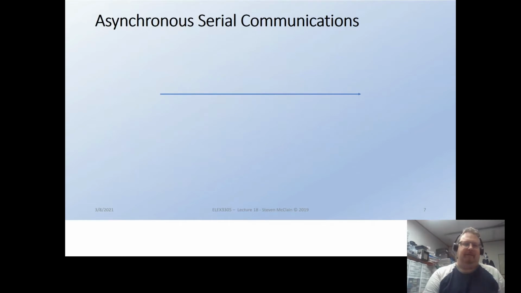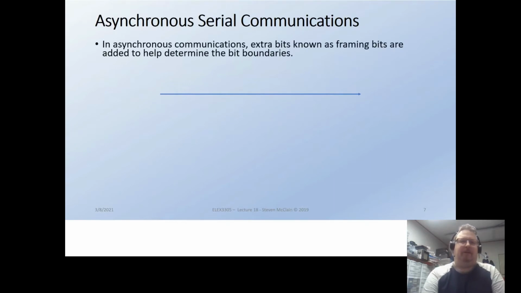Okay, makes sense. Now we've got asynchronous. Now we just figured out how important this clock is. We're going to look at asynchronous serial communications. And the trick with asynchronous serial communications is it throws the clock away. It says, well, no clock anymore. We get rid of it. Well, we just figured out that was super important. So how are we going to do that? Well, we're going to throw away the clock.